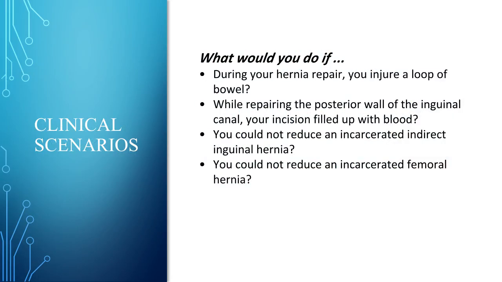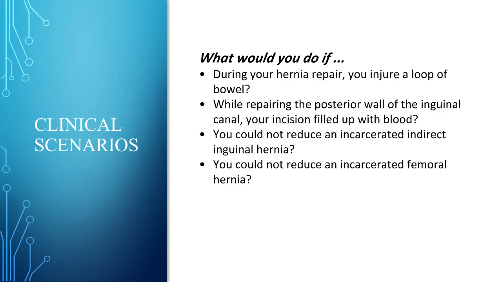Apply your knowledge to some high-stakes scenarios. If you injure a loop of bowel, repair it immediately in 2 layers with an absorbable suture like 3-0 Vicryl for the inner layer and non-absorbable for the seromuscular layer if needed. If your field fills with blood, you most likely have injured the inferior epigastric vessels, which may be ligated, but if you have injured the external iliac or femoral vessels, apply immediate direct pressure. Call for vascular surgical help immediately. Do not attempt blind clamping.